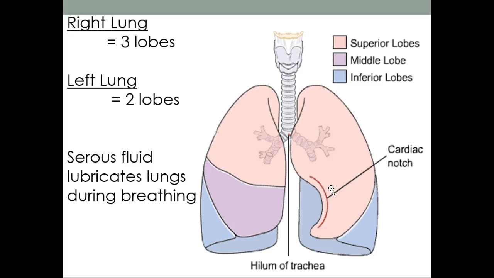We've gone through this in lab, but you'll notice that we have 5 lobes of the lungs. We have 3 on one side and 2 on the other. The reason why we have 2 lobes on the other side is because the heart occupies that space, and we call that area the cardiac notch.